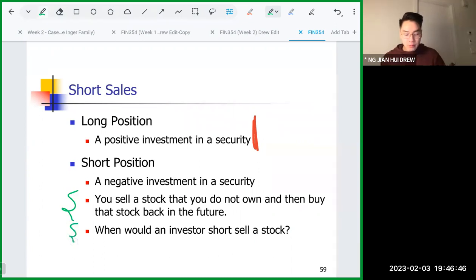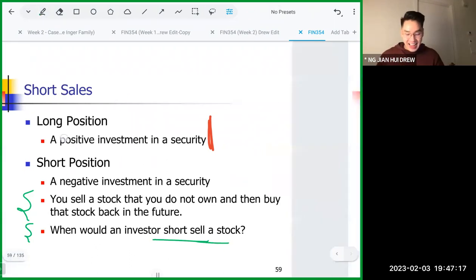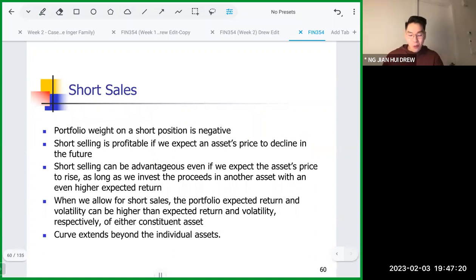Why would anyone want to do a short position? Anyone is a trader, maybe you have some investment knowledge. Do you know why? Yes, correct, it goes down. So the easiest concept to understand is, yes, it's going down. That's why you sell the stock. Then when the price goes down, you're going to buy back the stock at a lower price. Correct, that's perfect. But I would like to highlight that this is not the only reason why you do a short sell.